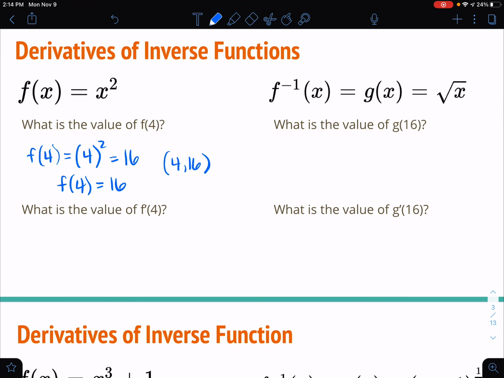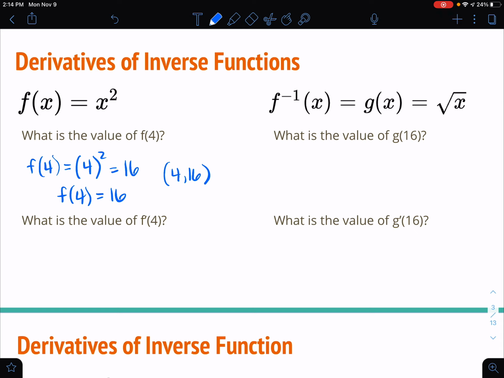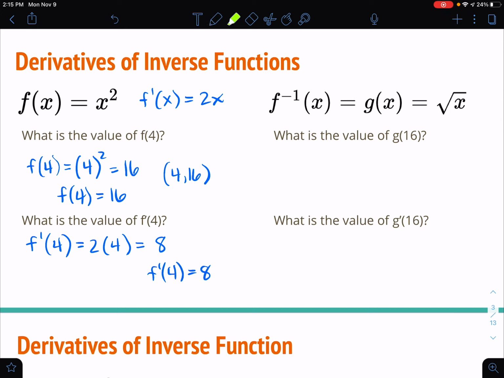So if I wanted to find the value of f prime of 4, let's actually find out what the derivative of this is. So f prime of x is going to be 2x. So f prime of 4 is going to be 2 times 4. So I know that the slope is going to be 8. So my point is (4, 16), and my slope at 4 is going to be 8. Okay, so that's what I know so far.